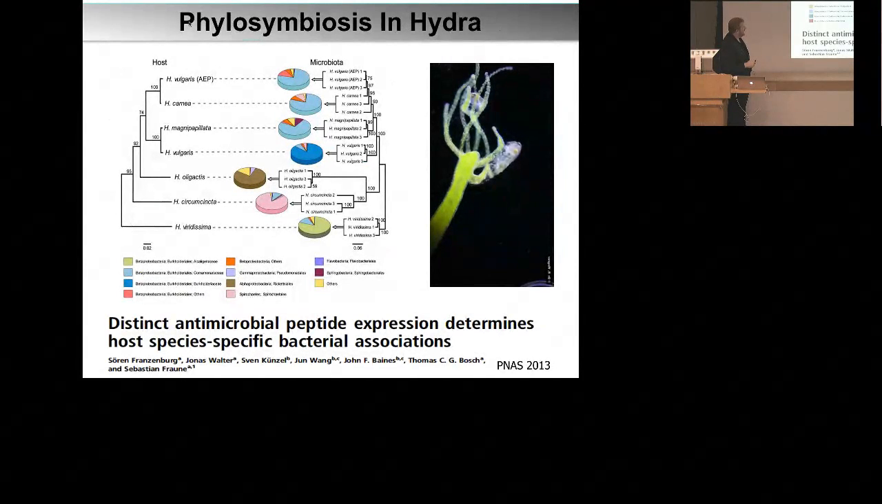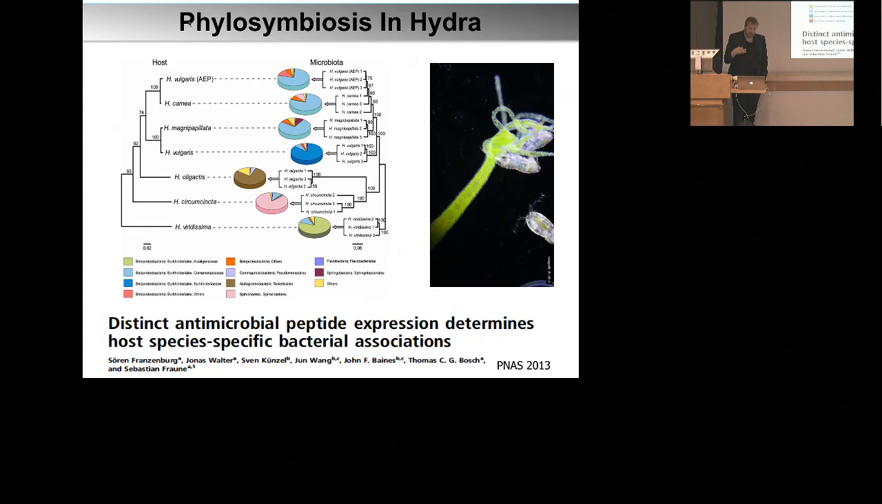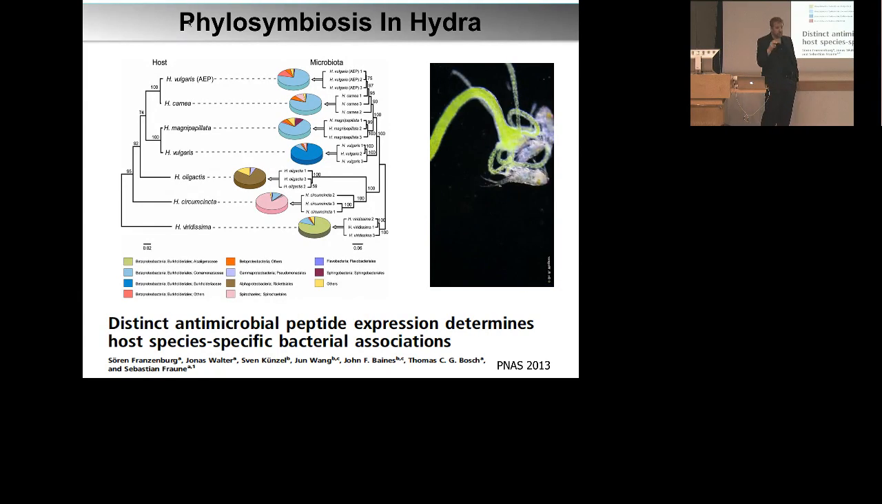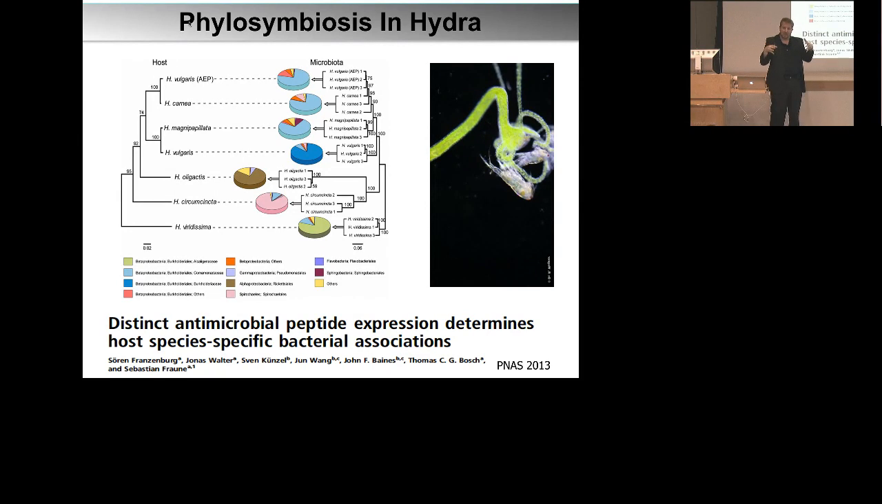This study is in hydra, so very basal animals, and they also see an extraordinary amount of phylosymbiosis. So these were all done in laboratory conditions that were well controlled. They all got the same diet, and yet the host phylogeny on the left here parallels the microbiota variation on the right. All right, they were able to show that, in fact, this is controlled by distinct antimicrobial peptides that control this phylosymbiotic pattern. So the immune system and the microbes are working together to establish this co-divergence pattern of the microbiome and genome.